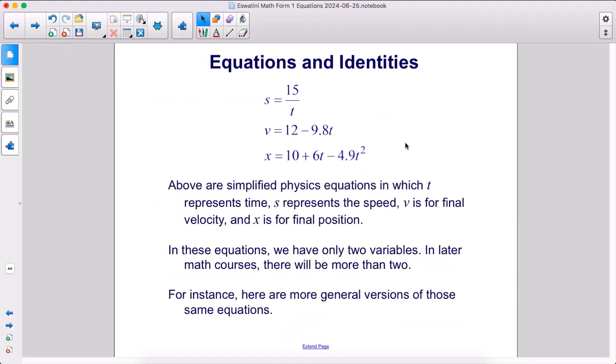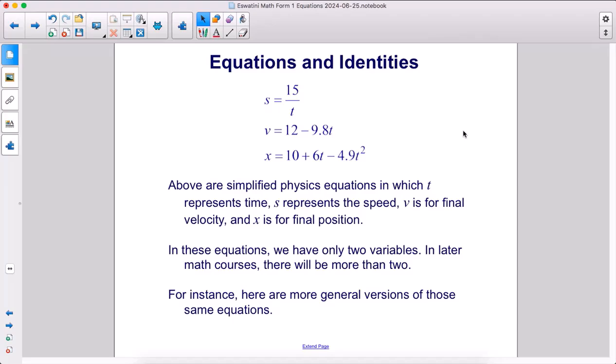Above are simplified physics equations in which t represents time, s represents speed, v is for final velocity, and x is for final position. In these equations, we have only two variables. In later math courses, there will be more than two.